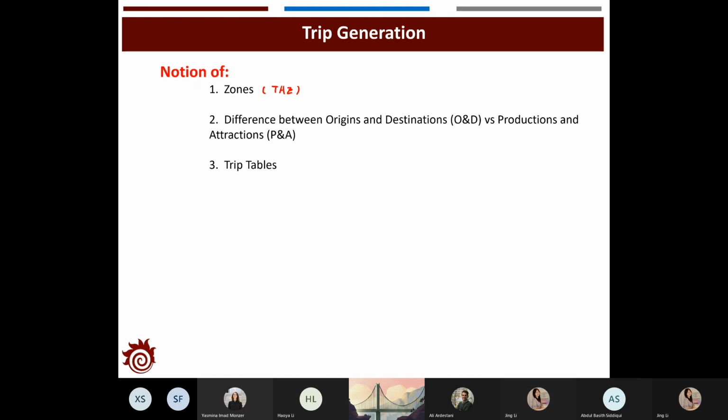And the third one is the trip table, which will tell us how many trips will be generated for each city, based on different categories, such as income categories, car owner categories, educational categories, and so on. We will show more details about that later. But first, let's see a more complicated example, and then try to identify the difference between origin, destination, and production and attraction.